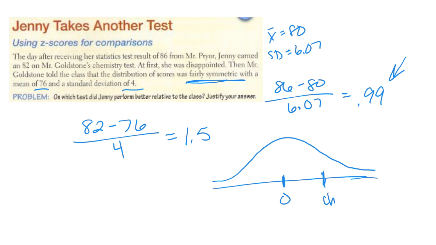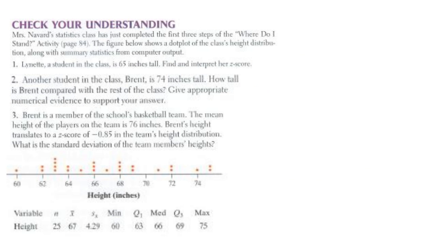Okay, so this would be her chem score here, and this would be her stat score here. So relatively speaking, she did better on the chemistry test, even though she got a lower score than she did on the statistics test. So here's another example. Pause, try to work through it, and then we'll give you the answer.